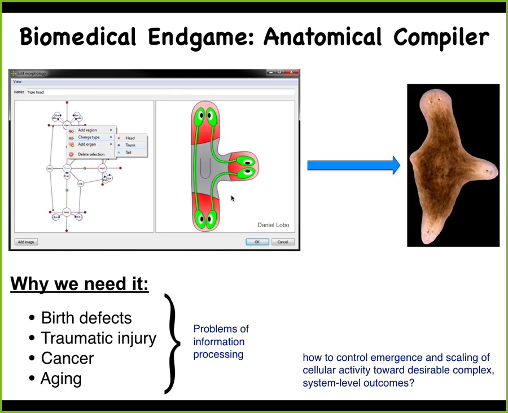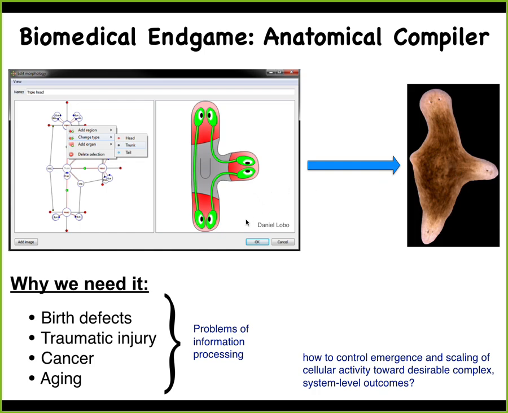Success means that if we knew what we were doing, we could have a system where you sit down at a computer and you draw the animal or plant that you want to have at the level of anatomy. And then what the system would do is compile that description down into a set of stimuli that would have to be given to some kind of source cellular material to get it to build exactly what you want. So in this case, you might draw this three-headed planarian, and there it would create that.